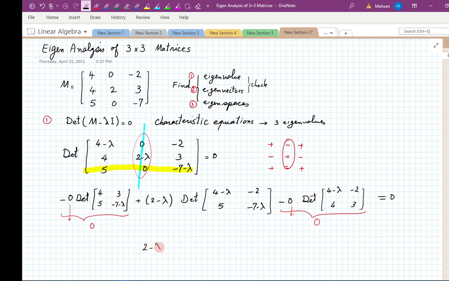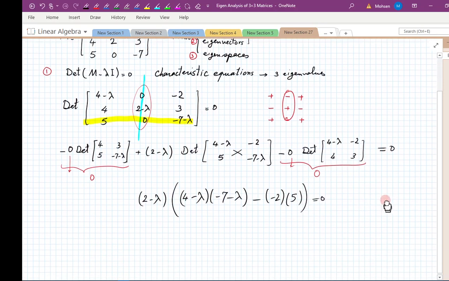2 minus lambda times the determinant of the 2 by 2. The 2 by 2 was easy. So I multiply these two, 4 minus lambda times minus 7 minus lambda, and multiply these two. I put everything in parentheses so I wouldn't make a sign mistake, because it's very hard to recover from these errors.